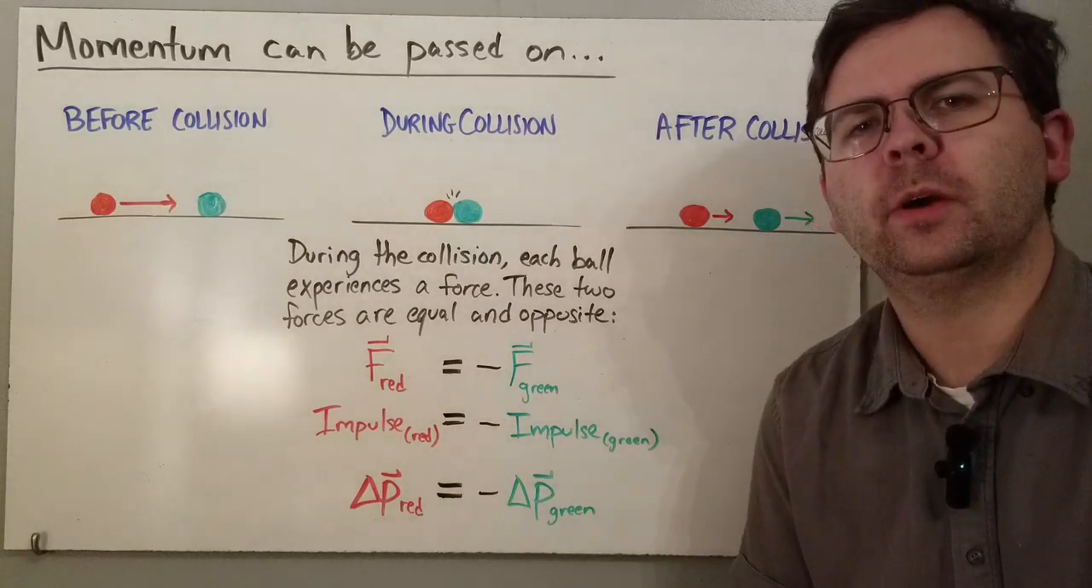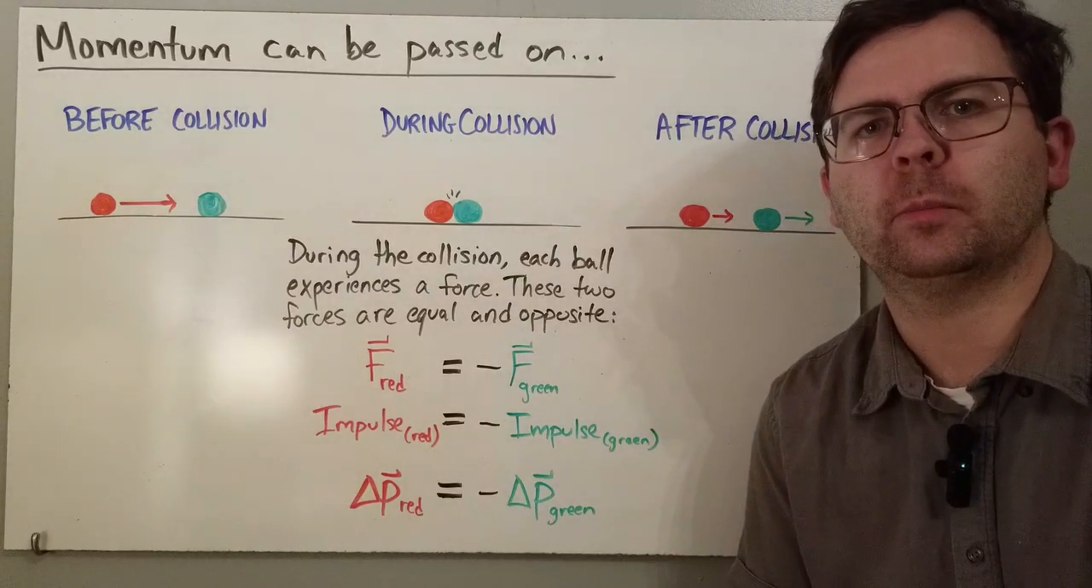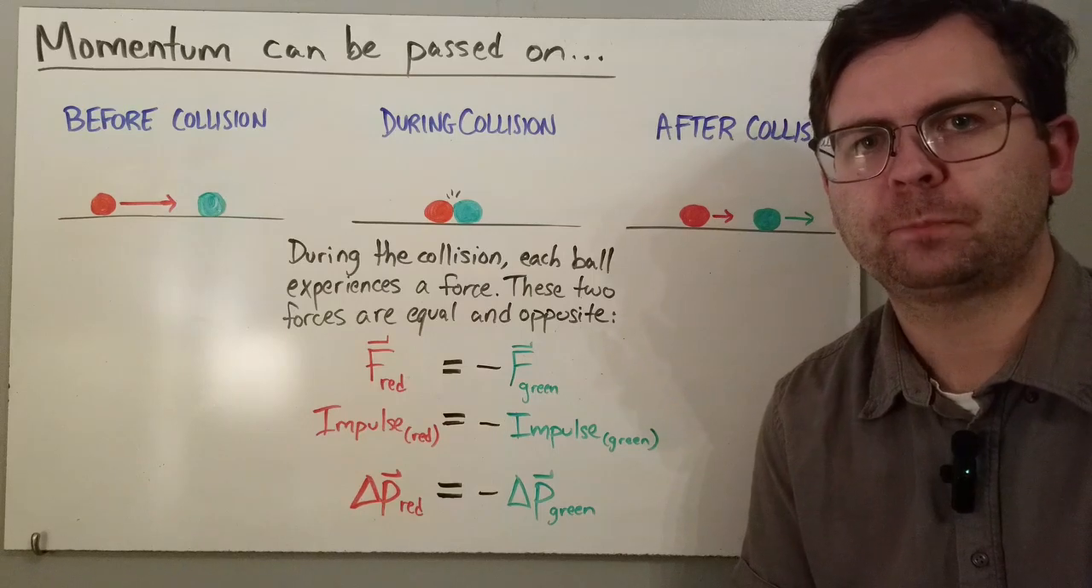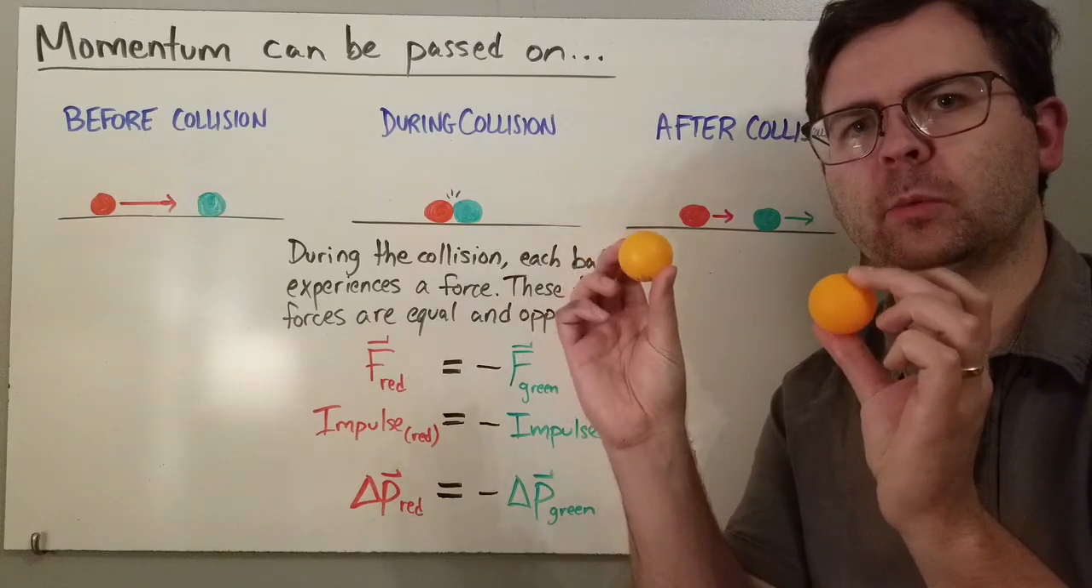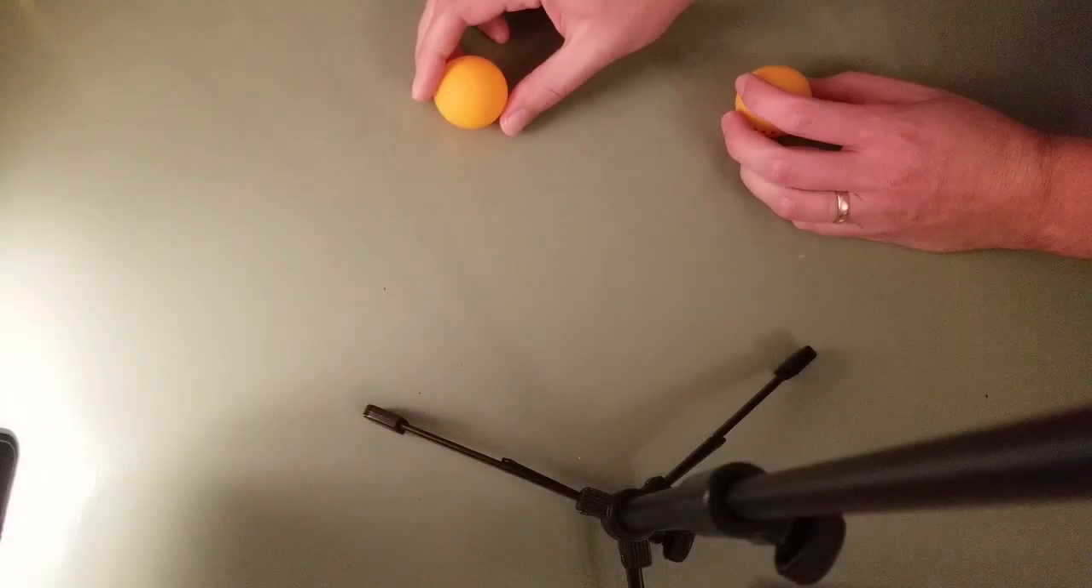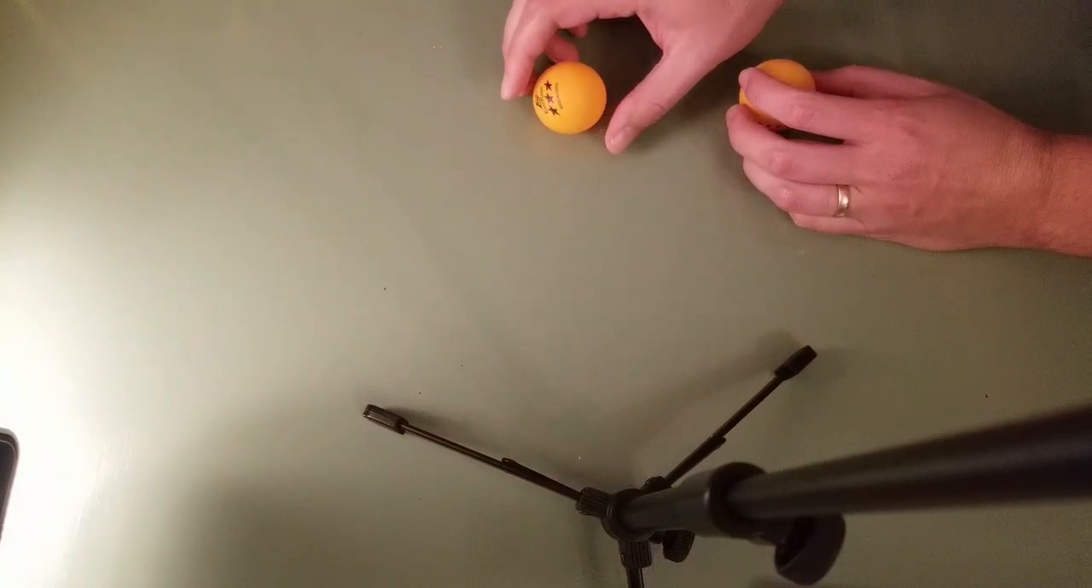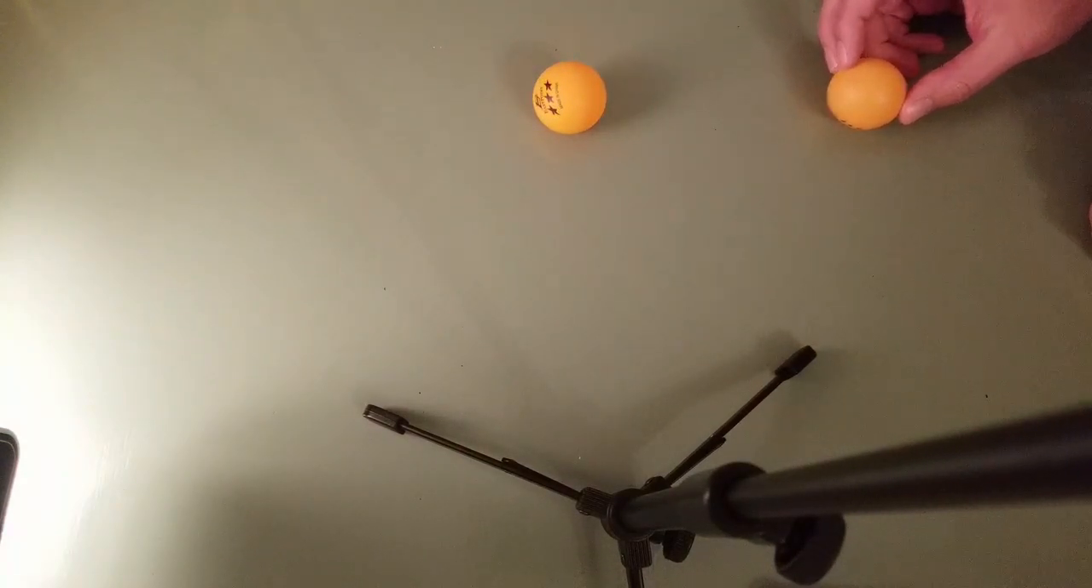Hi, this video is about what people mean when they say momentum is conserved. Now, I want to start with an example involving two ping pong balls on a table. So here are the two ping pong balls. I'm going to put one at rest right here on the table, and I'm going to send the other one straight into it.